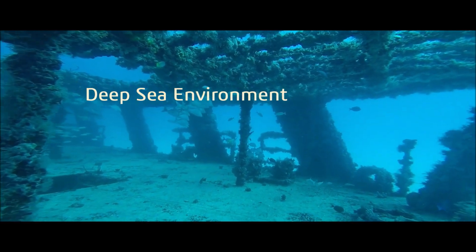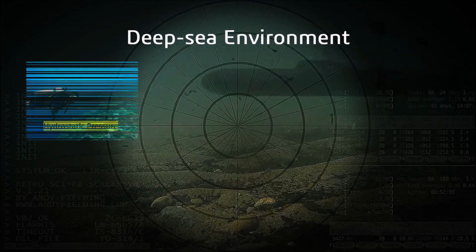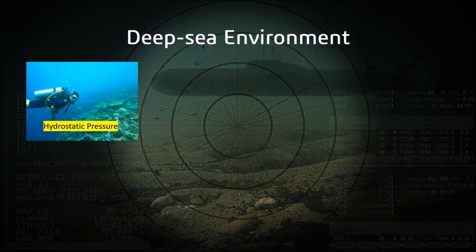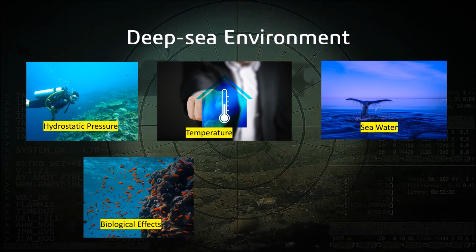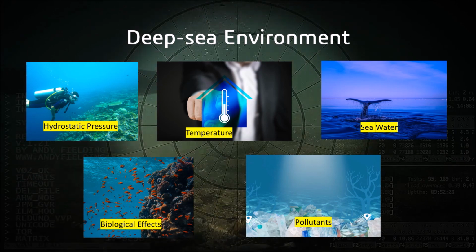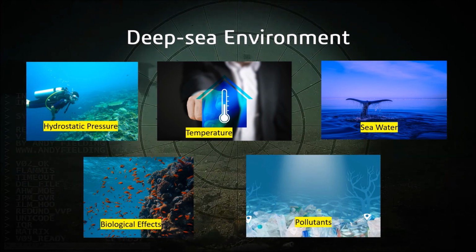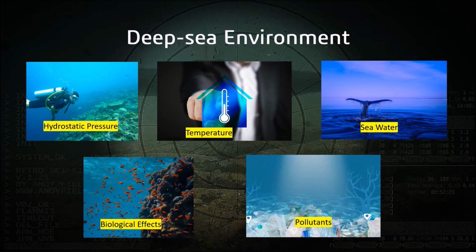What's our goal? To unveil hidden truths, to decode the forces that shaped the OceanGate tragedy. The deep sea environment is complex as it involves a combination of many factors. The main ones to consider in the design of underwater structures are hydrostatic pressure, temperature, seawater, biological effects, and pollutants. These factors can be studied separately, but it must be kept in mind that they always act in combination. So there exists a complex interaction among these which cannot be ignored.